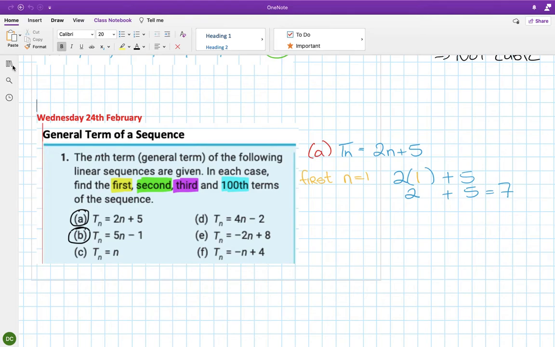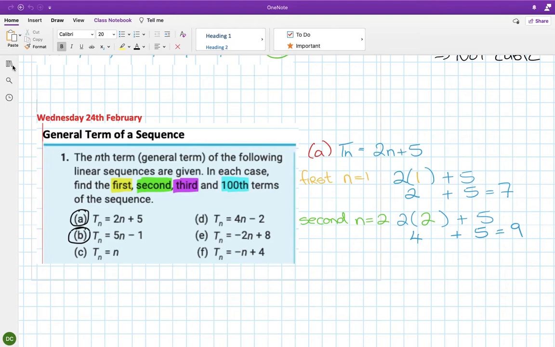The second one then, they want the second term. Second term is when n equals 2. So this time, we're going to replace the n with a 2. So 2 bracket 2 means 2 multiplied by 2, which is 4. And then we have plus 5. And 4 plus 5 is 9.